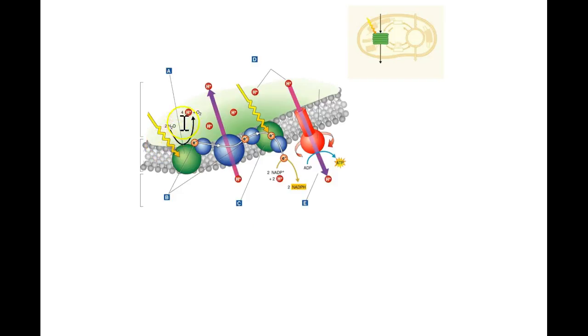Notice also in the lumen we have water molecules, and we need that water molecule because it's going to give us hydrogen ions, it's going to give us electrons, and it's going to give us oxygen. The oxygen we're not too concerned about because that's going to leave the cycle, but we're going to watch what happens with the hydrogen ions and with the electrons.